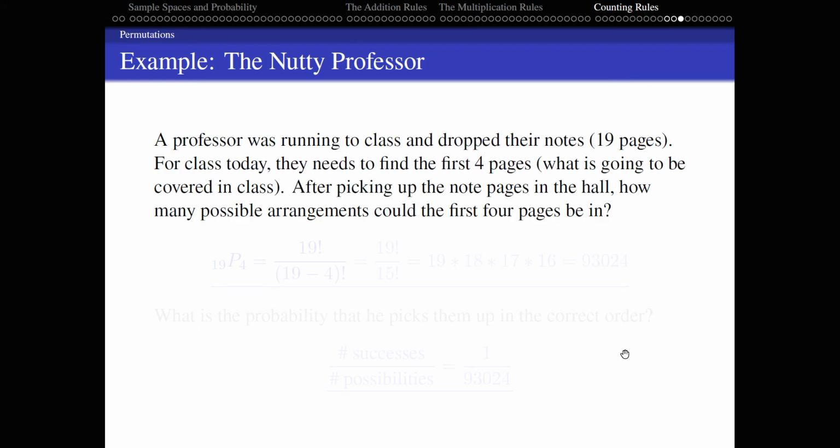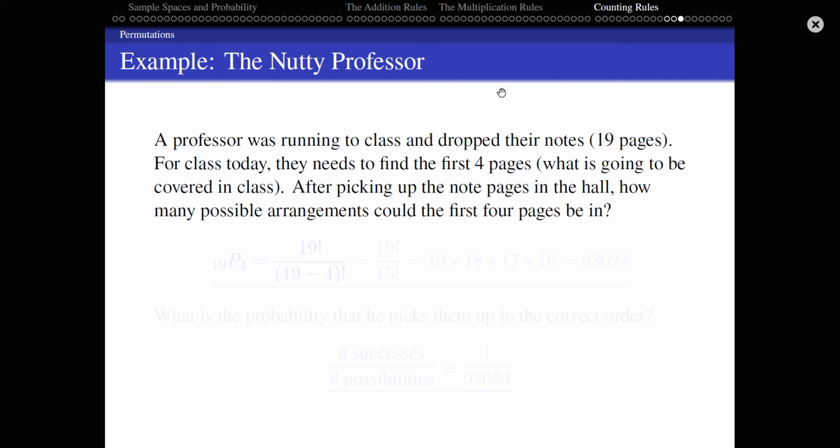So let's say a professor is running to class and dropped their notes, 19 pages of notes for this day, though they only need 4 pages. So it's like they dropped all of chapter 4's probability notes, but for today's class we only need the first 4 pages. After picking up the notes, how many possible arrangements could the first 4 pages be in? So we've got 19 total notes that were dropped, but we only care about the first 4 of them, and we're asking how many different ways could the first 4 of them be.